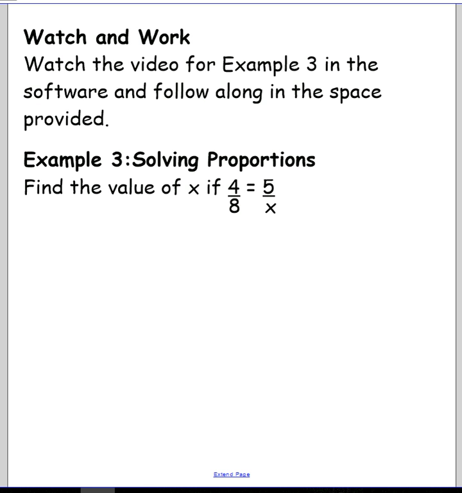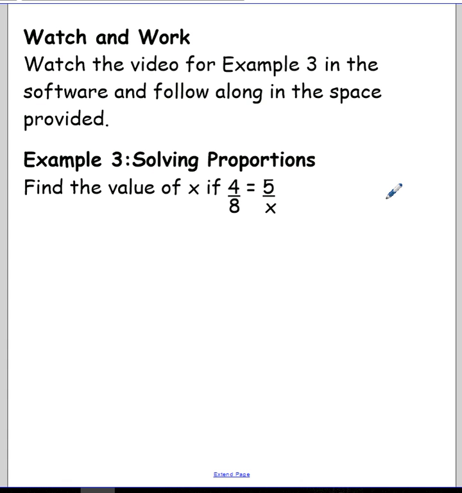So let's take a look at an example. Find the value of x if 4 over 8 is equal to 5 over x. Now this one you might be able to tell what the answer should be just by using a little brain power. If we look at 4 out of 8, or 4 over 8, that tells me that we have 1/2, or 1 out of 2, because 4 times 2 is 8. So here we should have a fraction that's equal to 1/2 as well. And so 5 is half of 10. So we should get x is equal to 10.